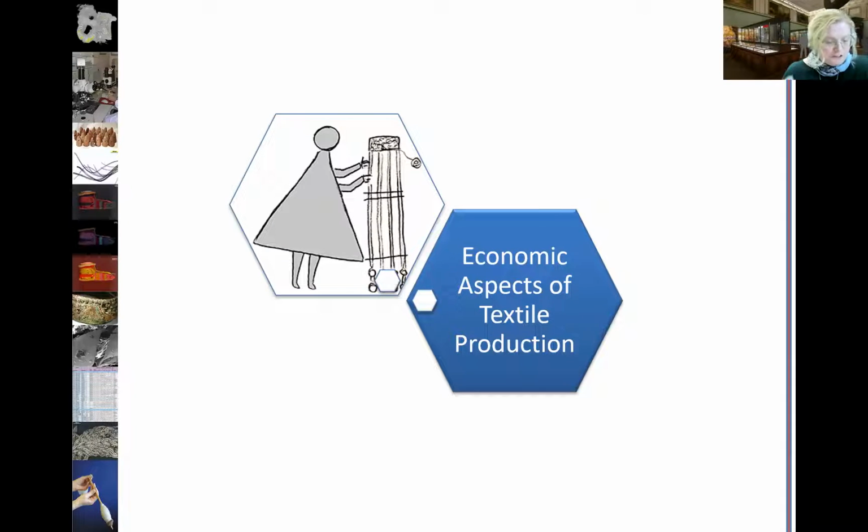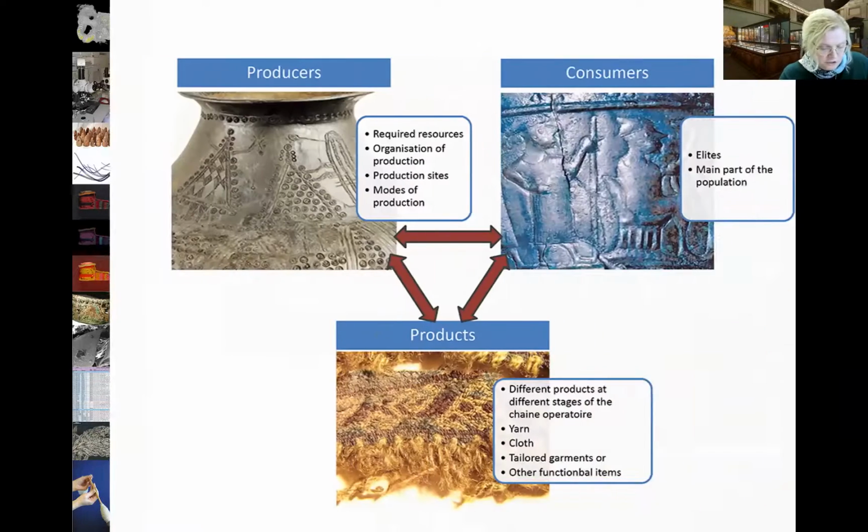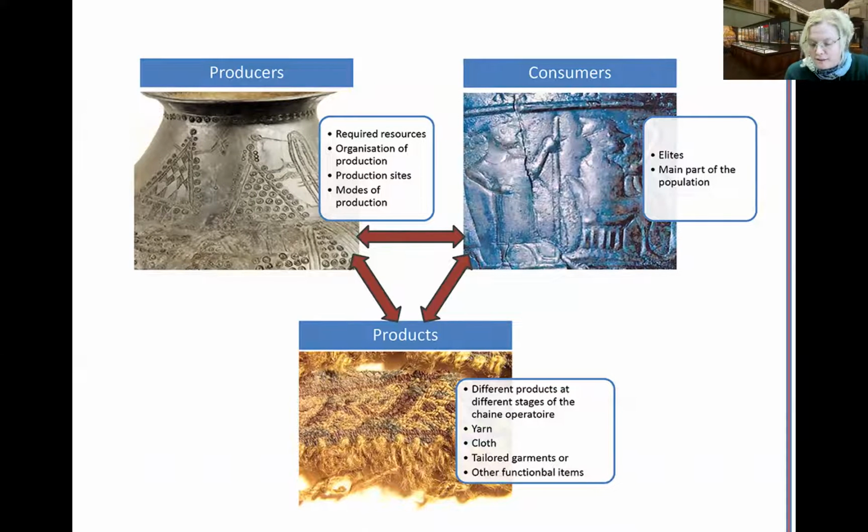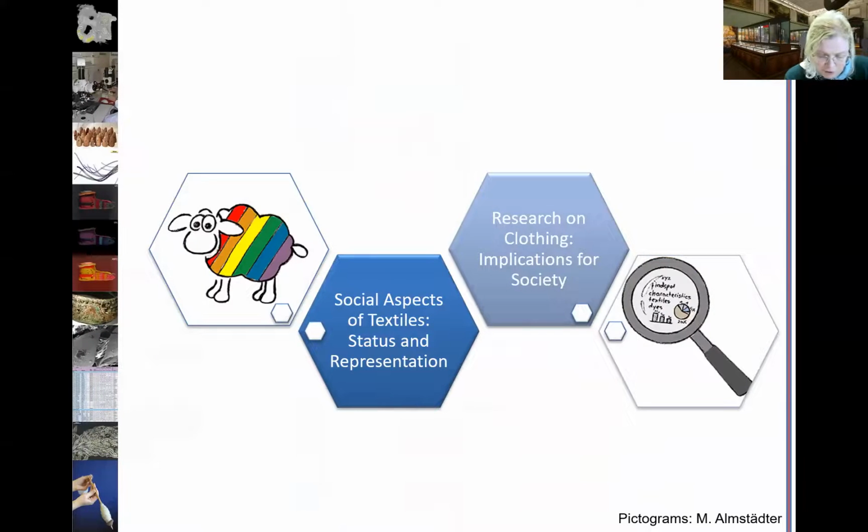The studies mentioned above are just the basis to look at the economic aspects. What influence did textile production have on economics and trade in a certain period and time frame? What are the modes of production? Household, workshops, specialization, mass production. And there are different textile products on different stages of the chaîne opératoire: yarn, cloth, tailored garments. Who produced what, for whom, and what are the required resources and production sites? And what has been the socio-economic framework that innovations have been possible and welcome? And also, who are the consumers of certain textile products?